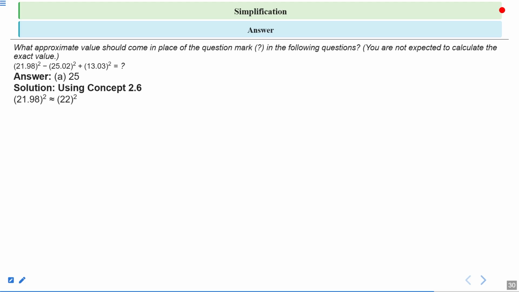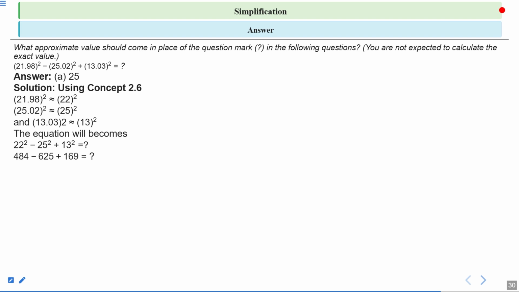21.98 square we can approximately take as 22 square. In the same way, 25.02 square we can take as 25 square, and 13.03 square is 13 square. So the equation will become 22 square minus 25 square plus 13 square. 22 square is 484 minus 25 square is 625 plus 13 square, which is 169. When we simplify it, we get 653 minus 625 equals question mark. So the value of question mark is 28.